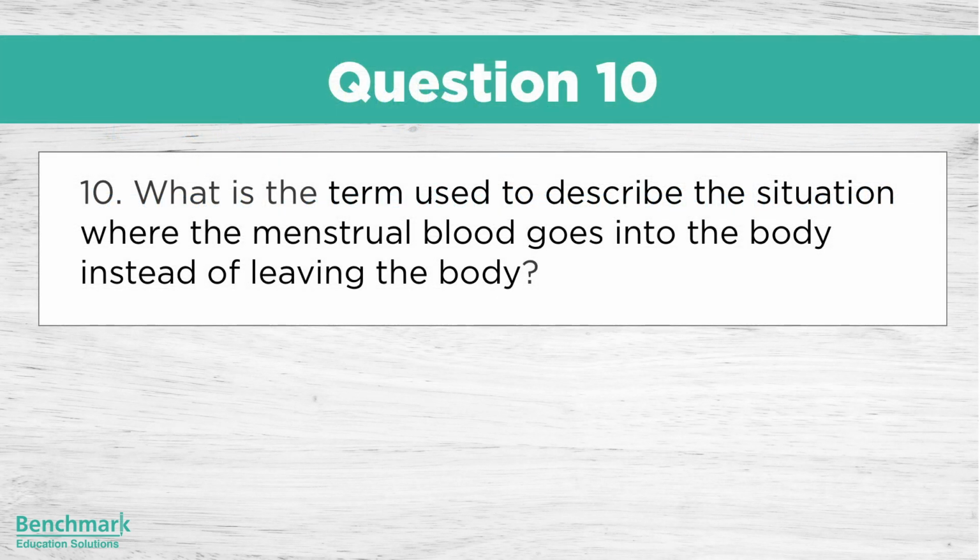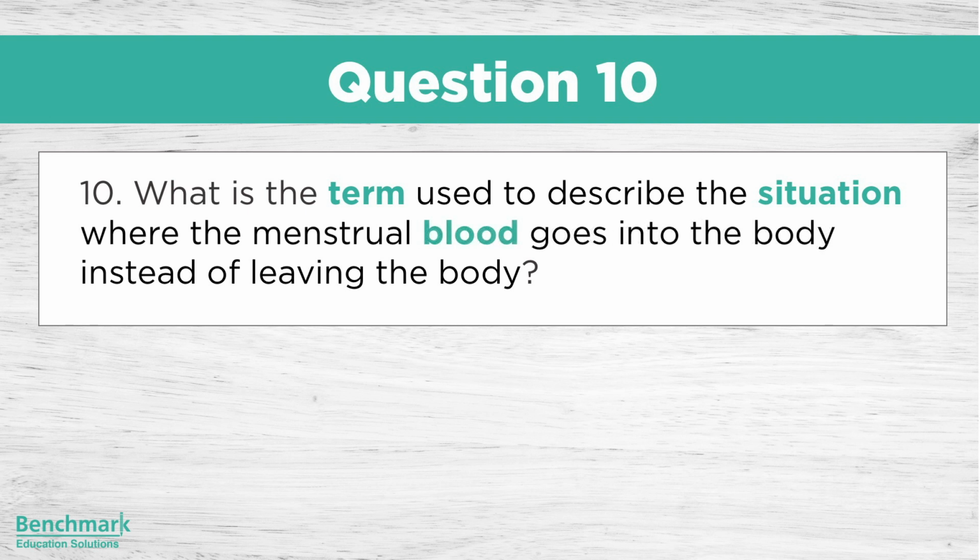Let's do question 10. Take a minute to read the question. Let's highlight the keywords. Here you're looking for a term or a name. You also need to know about the situation where the blood goes back into the body instead of leaving the body. Think of all possible synonyms or other forms of the word that could be related to this. As a medical professional, you can guess that if menstrual blood goes back into the body, it is going to cause problems. In this case, it's endometriosis.